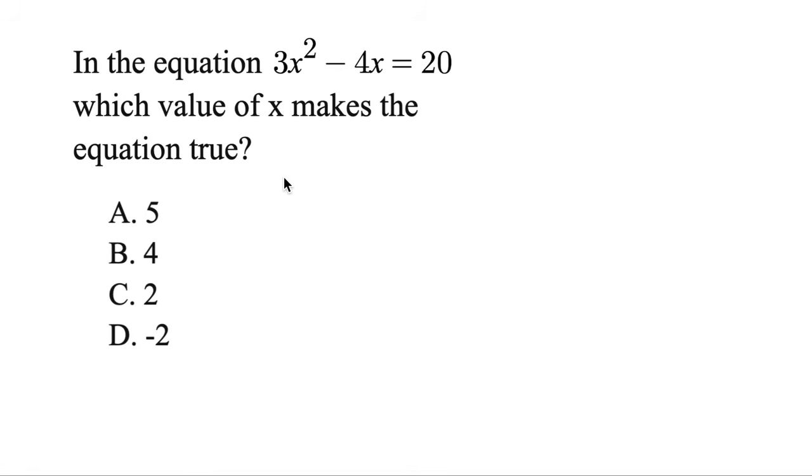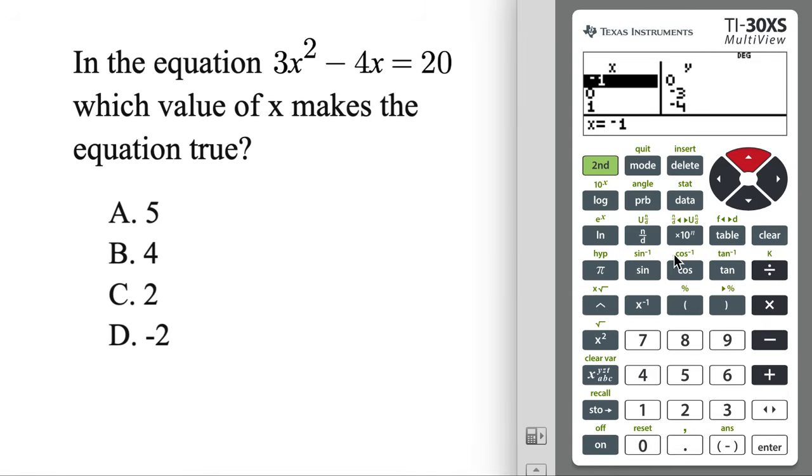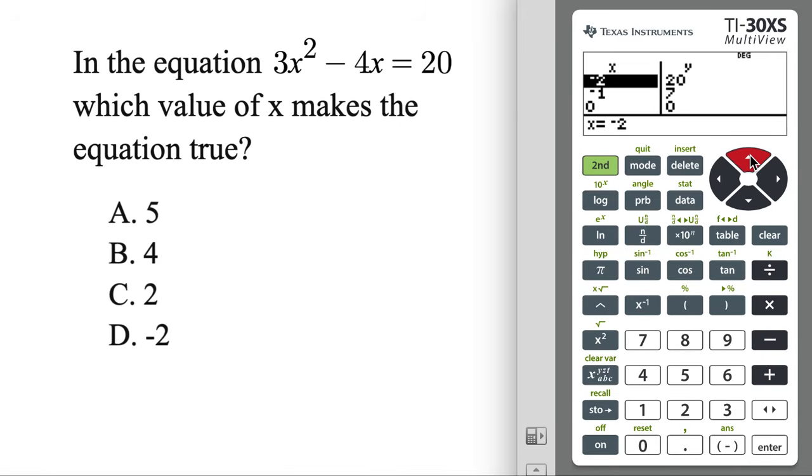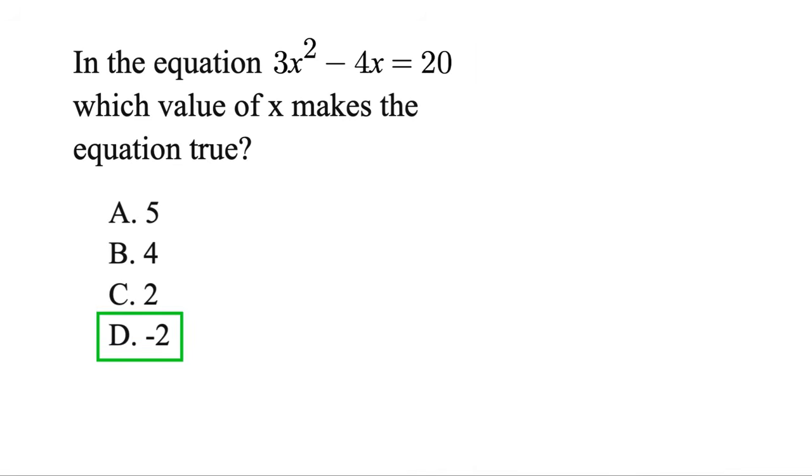Okay, here's another one. Even if there's a number in front of x squared, no worries, same thing. So let's do it. Table, clear, 3x squared minus 4x, enter. And we're on the hunt for when y is 20. Okay, let's scroll down. But we're not seeing it there. Let's go back up. And there we go. When x is -2, the whole thing is 20. So answer there should be D.